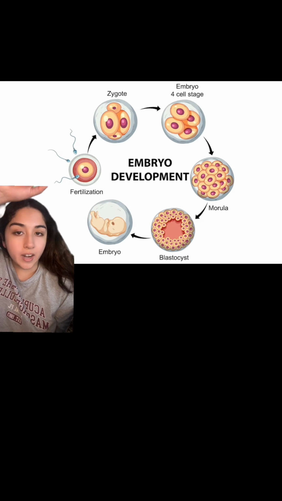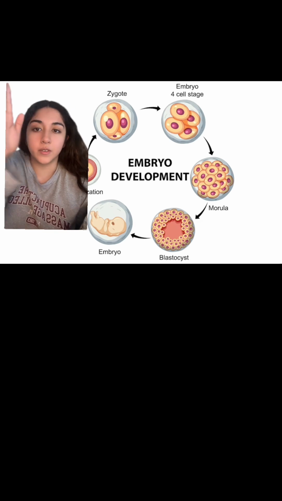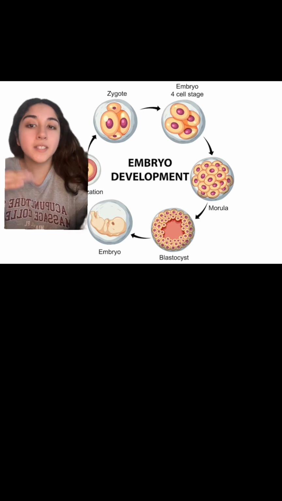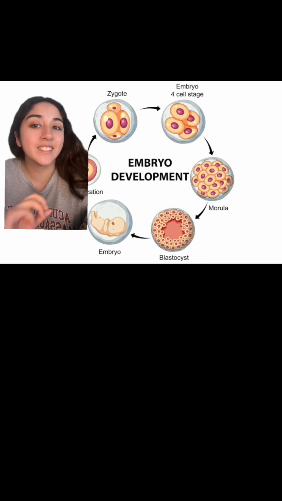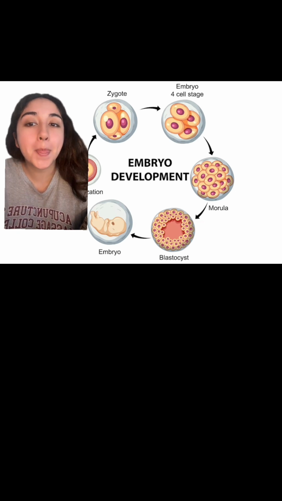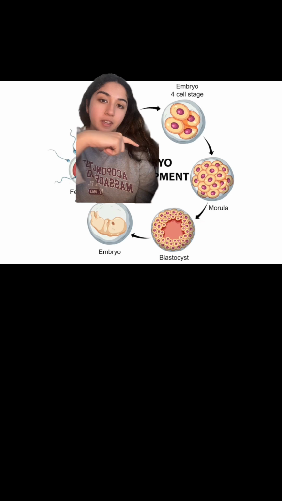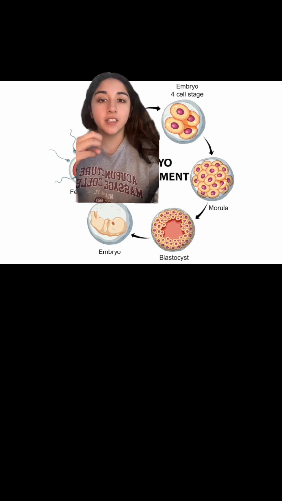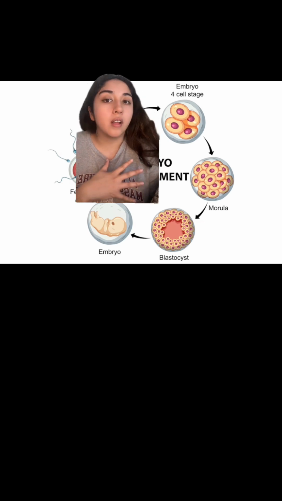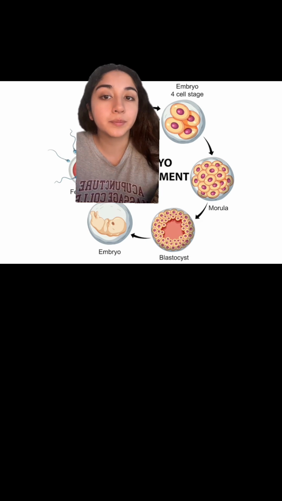Within 24 hours, the zygote is going to undergo cleavage, which is a rapid series of mitotic divisions, not meiotic, mitotic divisions, as it begins to divide and eventually become a morula around days 3 to 4, which is a solid ball of 16 to 32 different types of cells.